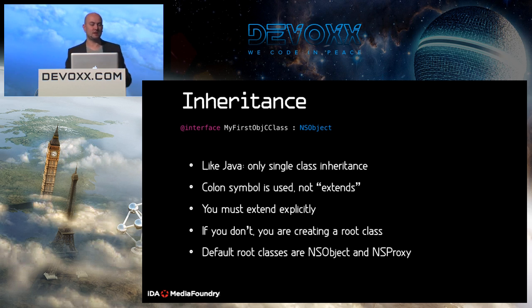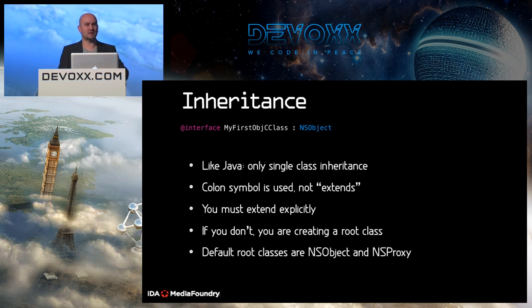So now let's take a look at inheritance in much more detail. We already saw that we extended from NSObject. Like in Java, you can only extend one class. So that's the same thing, only the notation is a little bit different. You just put a colon. You don't put extends, that doesn't exist, okay? But you have to put it there. If you don't, you are actually making a root class.